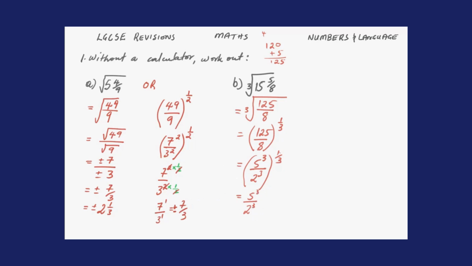Now, each power is multiplied by 1 over 3, so they cancel. Multiply the powers, okay? They cancel. So you are going to have your answer as 5 over 2. You can even make it 2.5 if you like.